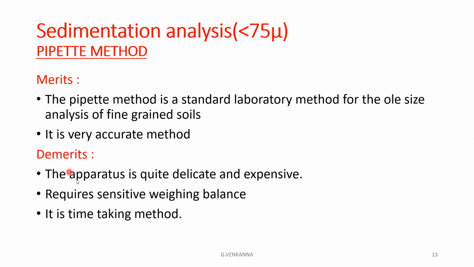The demerits are that the apparatus is quite delicate and very expensive, and it also requires a very sensitive weighing balance, like 0.1 gram, 100 grams, 2 grams. A very sensitive weighing balance machine is required, and it is also a time-taking method.